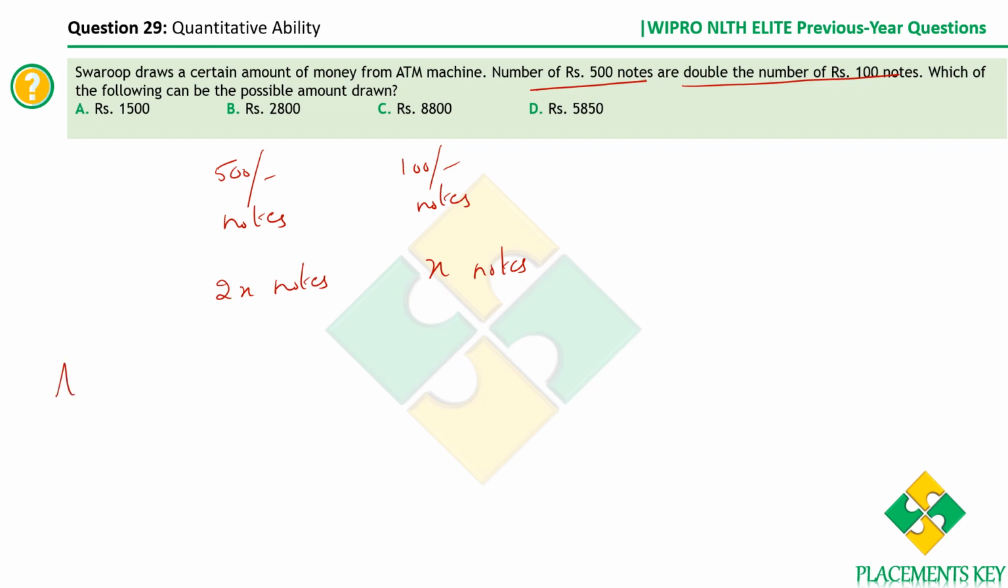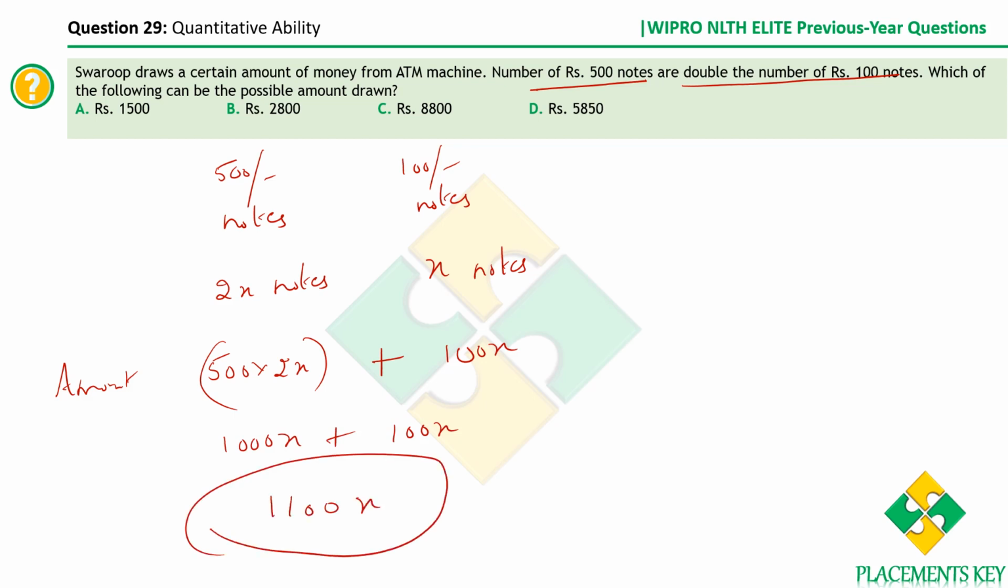Now let's calculate the amount. For 2x 500 rupee notes, what is the amount? We have 500 into 2x rupees. Similarly, for x 100 rupee notes, we have 100 into x. So this is the total amount he should have had. What is 500 into 2? It is 1000. So it is 1000x plus this we have 100x. So what is the amount he should have had? 1100x. The amount should be in the form of 1100x, where x should be an integer, isn't it?